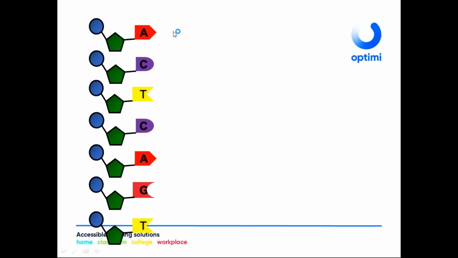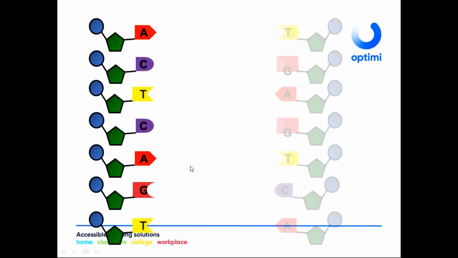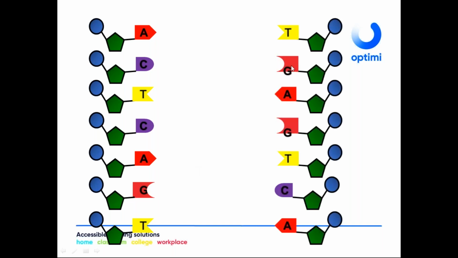A will pair with T. G pairs with C. Okay, thank you for your answers. Let's check if you guys were correct. It seems like most of you are correct. Well done. So let's just check. Yes, so it's T, G, A, G, T, C, A. All of you got it correct. Well done, you guys.